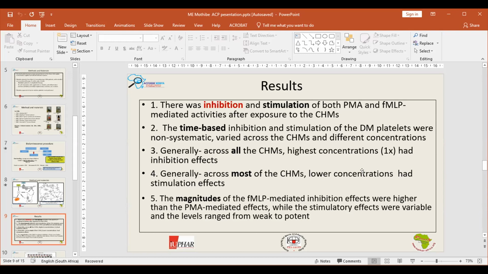When we looked at the average percentage inhibitions calculated for 60 minutes, the magnitude of the FMLP mediated inhibition effects were all higher than the PMA mediated effect. However, the stimulation effects on the platelets were variable, and the levels ranged from weak to potent across the herbal mixtures as well as across the different concentrations.